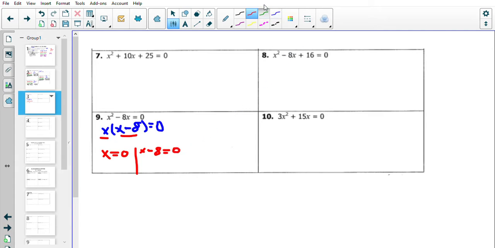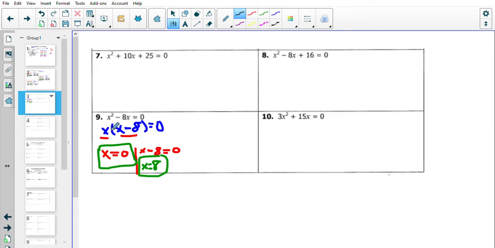And I'm solving for each. Well, guess what? This one's already done for you. You already know your first one's going to be x equals 0. For your second one, you have to add 8 onto both sides to give us a solution of x is positive 8.